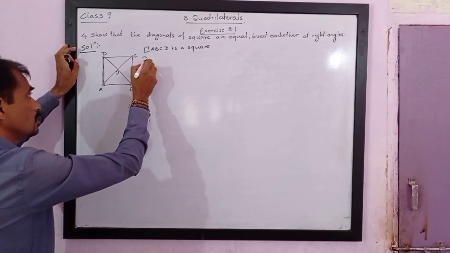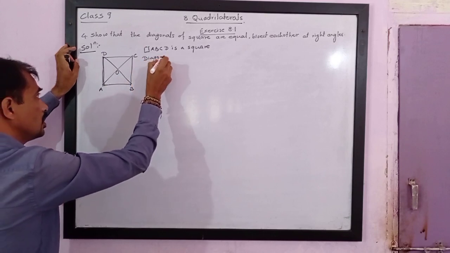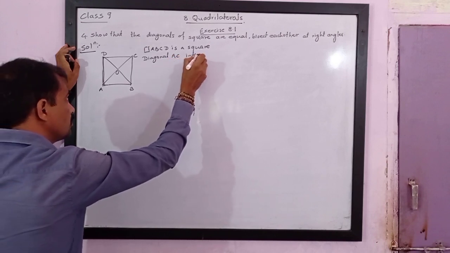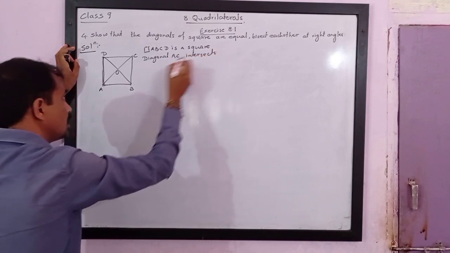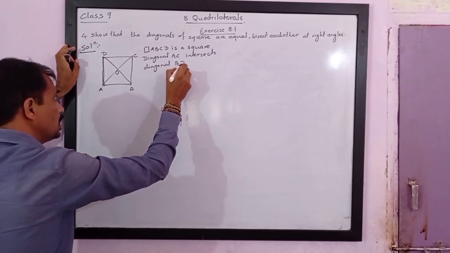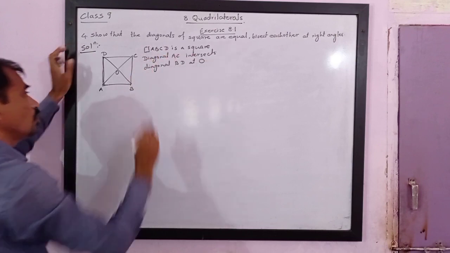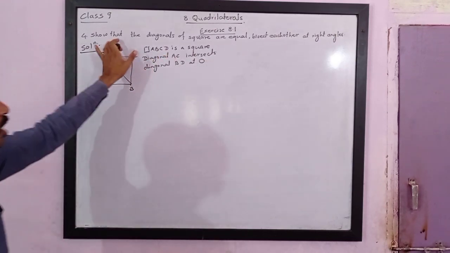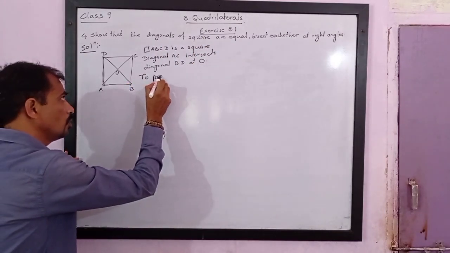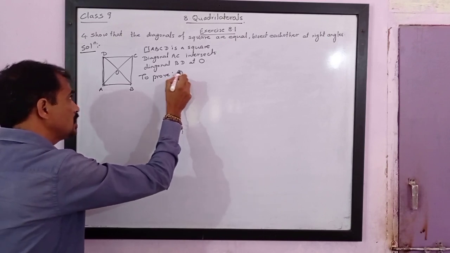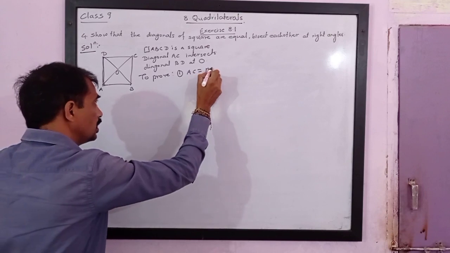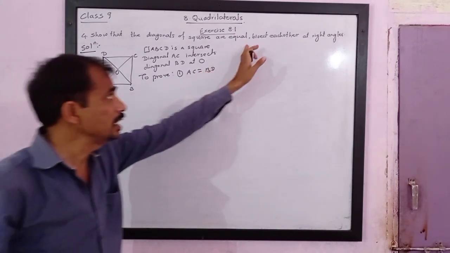And diagonal AC intersects diagonal BD at O. This is what is given to us. We need to prove, first, that the diagonals are equal. So the first thing to prove is AC equals BD. Then, they bisect each other.